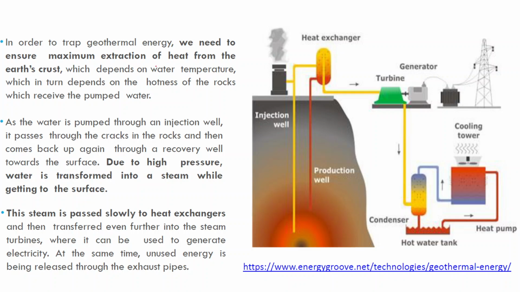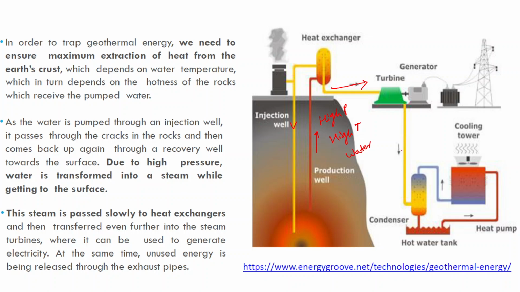Now, as I told, if we don't get steam, then what will happen? Suppose we get high temperature, high pressure water here. Then this water will go up to the heat exchanger, and after the heat recovery it will give back the cold water. After heat recovery, it will go to the turbine and generator, and electricity production will take place.